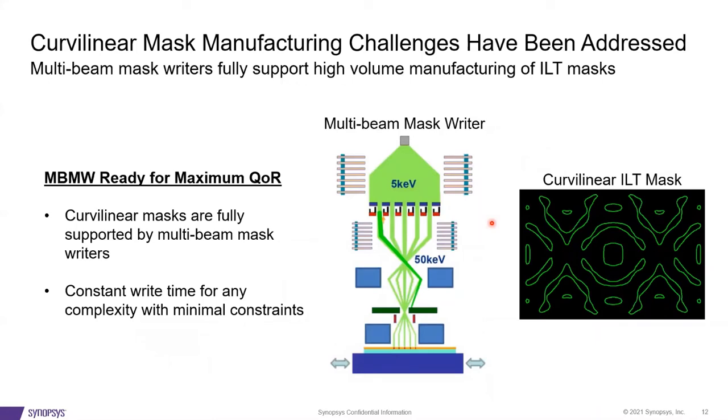Curvilinear mask manufacturing challenges have been addressed as multi-beam mask writers fully support high-volume manufacturing of ILT masks. Early on, mask complexity created challenges for mask makers in terms of mask write time and quality. Today, multi-beam writers have addressed these challenges. The multi-beam writers fully support high-volume manufacturing of ILT masks with very high accuracy. Constant write time can be found for masks of any complexity with minimal constraints.